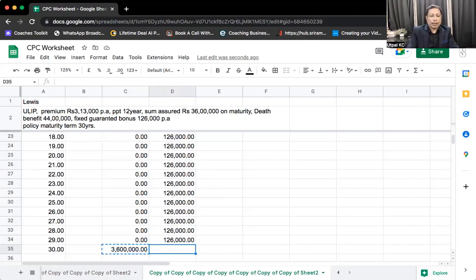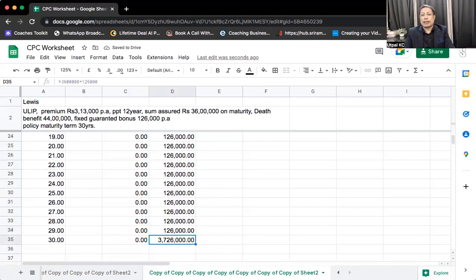So now here, I'm just putting this because this is cash outflow and this is cash inflow. So here you are getting 36 lakhs plus 1,26,000. Yeah, that looks too good. Okay, let's see. Yes, Lewis, this cash flow is right.